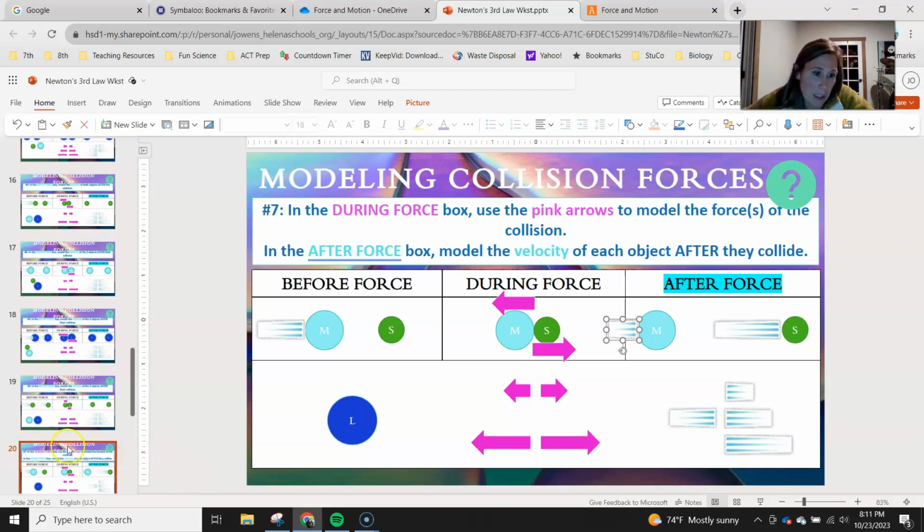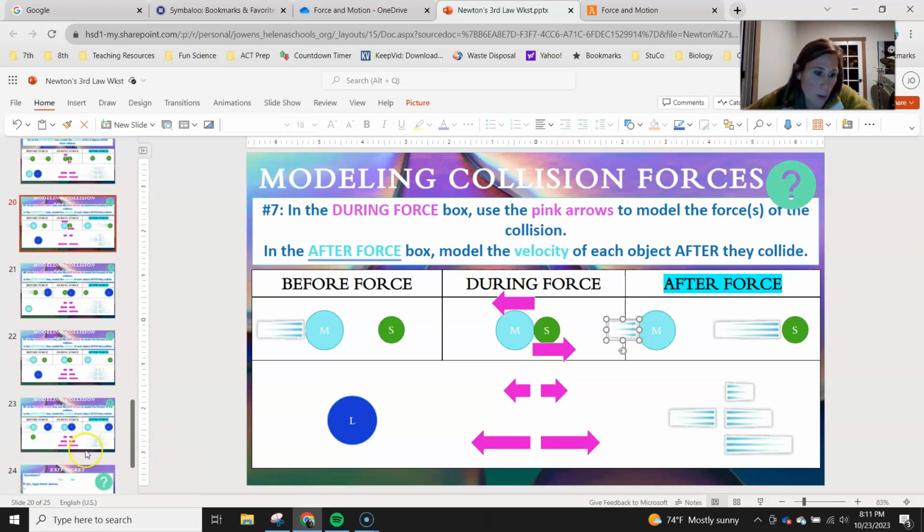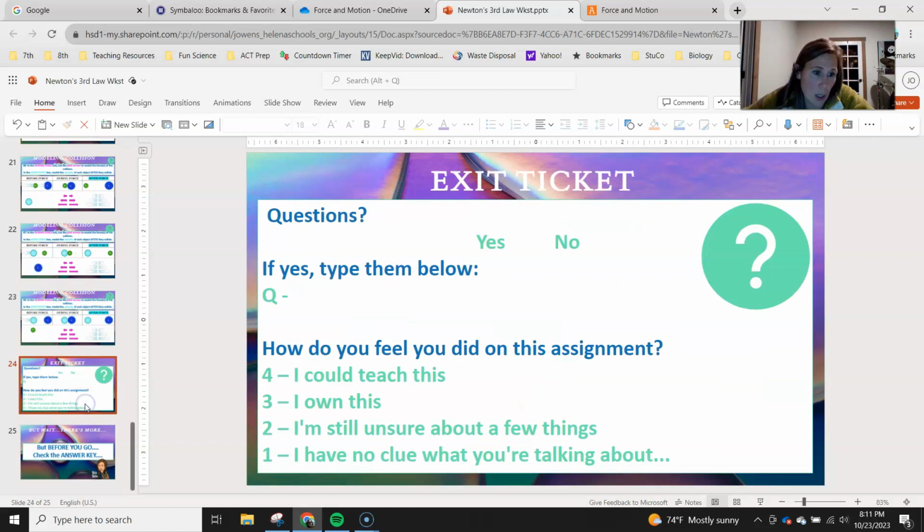Okay, so go ahead, complete the rest of these modeling tools. When you are done, go ahead and do your exit ticket, and then make sure you look through all the slides, check your answers, check everything before you turn it in.